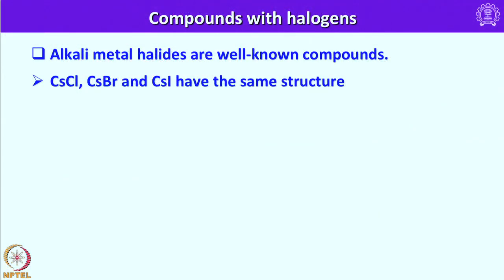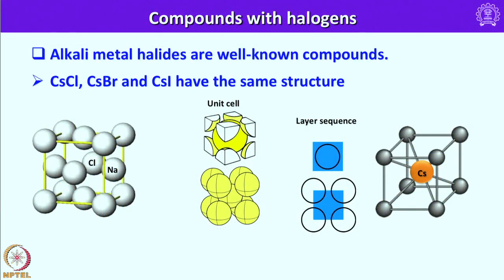Now, let me look into the compounds with halogens. With halogens, alkali metals react to form all types of halides. For example, all alkali metals react with all halogens to make all combinations. Lithium can react with all halogens starting from fluorine, chlorine, bromine, iodine to form the corresponding halides. In the same way, cesium also can form, but they have slightly different properties, okay, in terms of reactivity as well as their structures. All alkali metals react with halogens to form the corresponding halides.